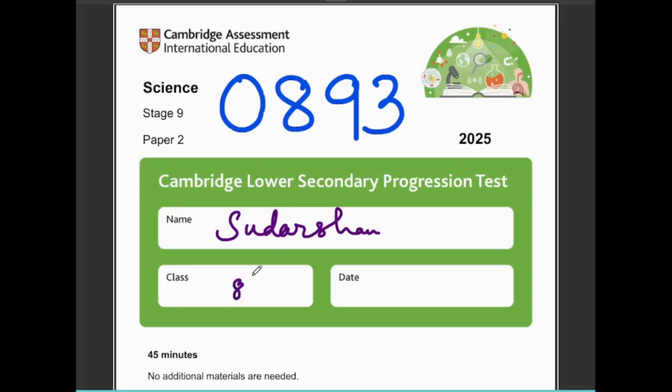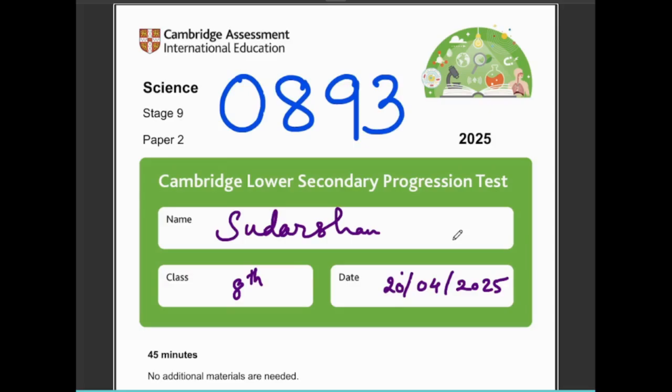This is a Stage 9 Grade 8 paper and we are solving it on 20th April 2025. Paper 2. Paper 1 had 15 questions. We have made 4 parts of it. You can check it out on my YouTube channel. I'll send you the link in the description box too.